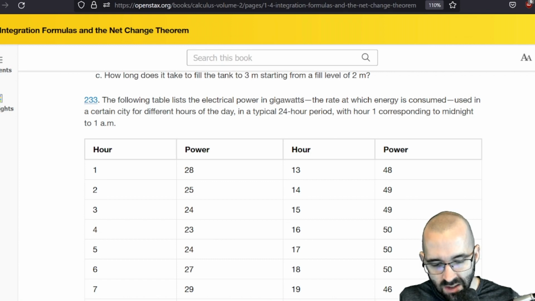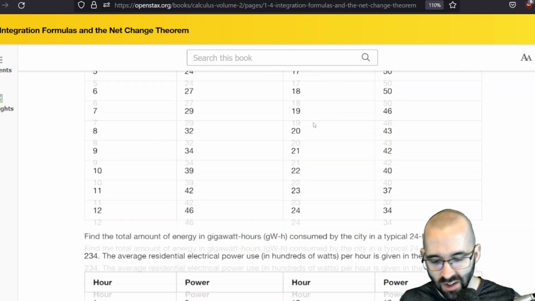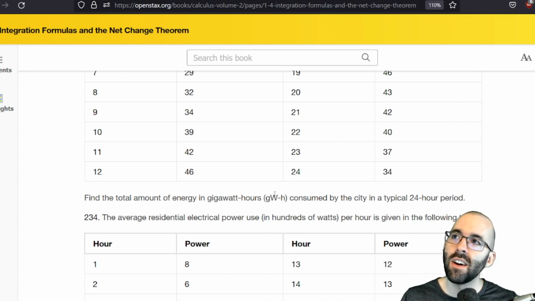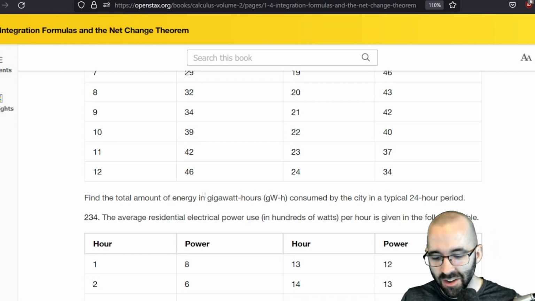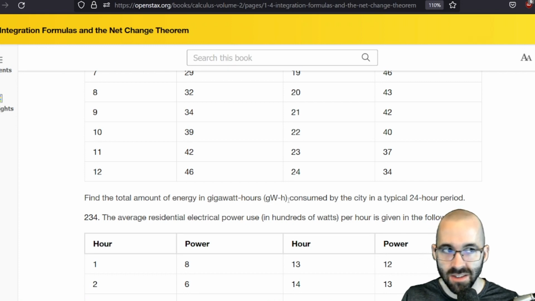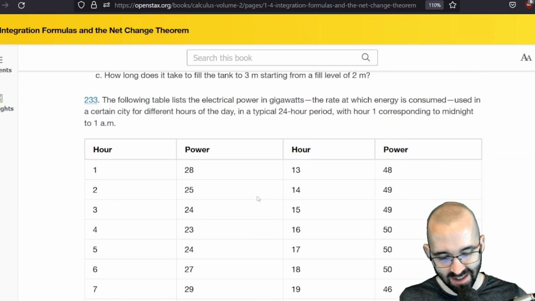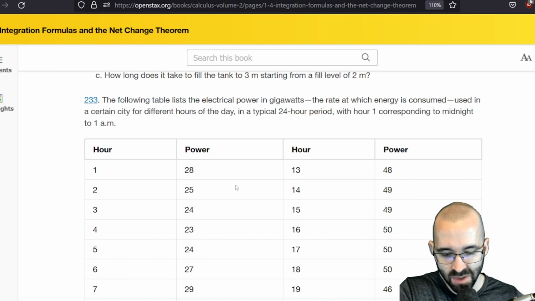Wait, gigawatts is a rate? I thought gigawatts was a... wait, the units. Okay, gigawatt is a rate. I think I'm getting confused by Back to the Future right now. Gigawatts is a rate. So the total is going to be gigawatt hours. Okay, great. Definitely not 100% on all my units for everything. Good thing the problem helps us out.